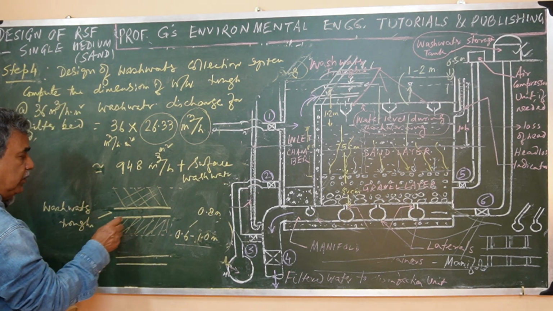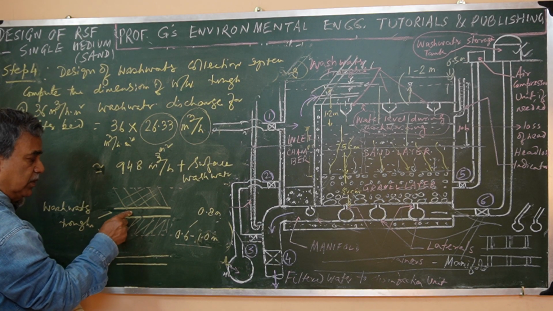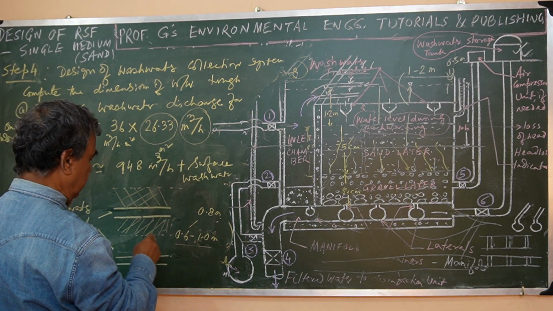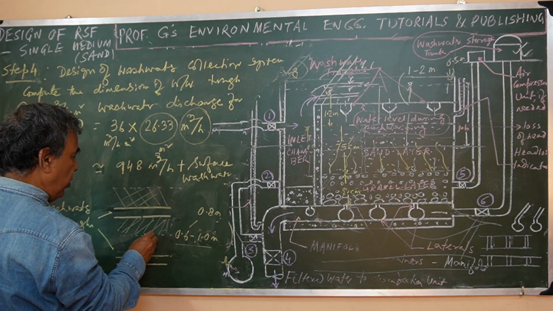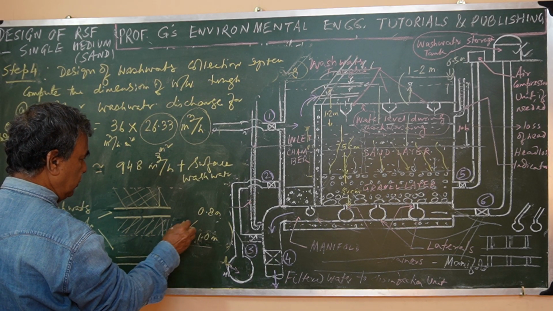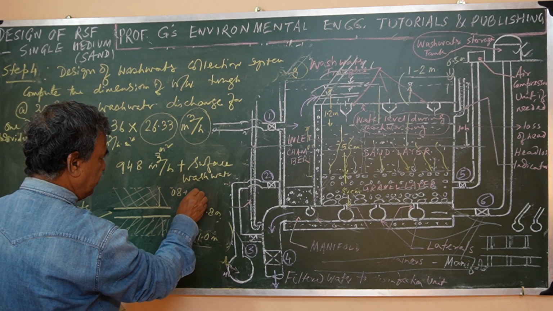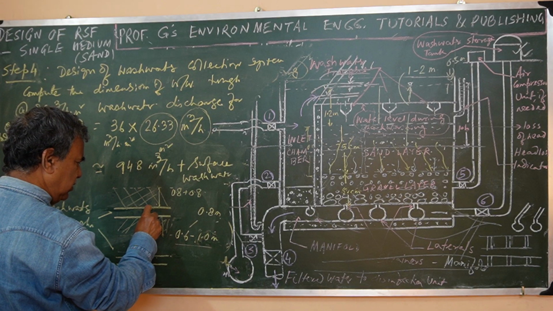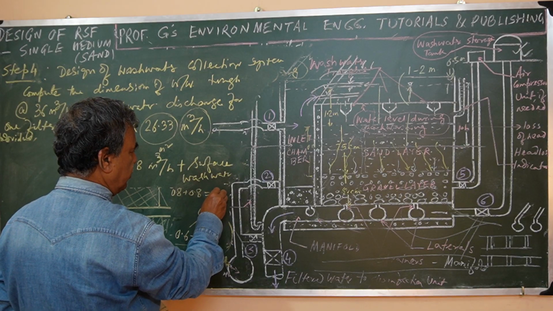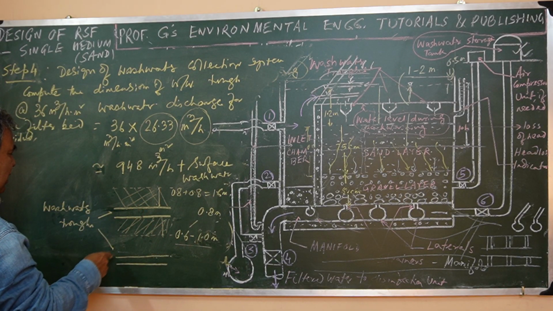That means from this side, suppose this is the wash water trough we are designing. Similar design will be for other troughs also. Now here 0.8 and this side 0.8. So 0.8 plus 0.8. We are not considering the width because it is very small, right? So 1.6 meter actually.